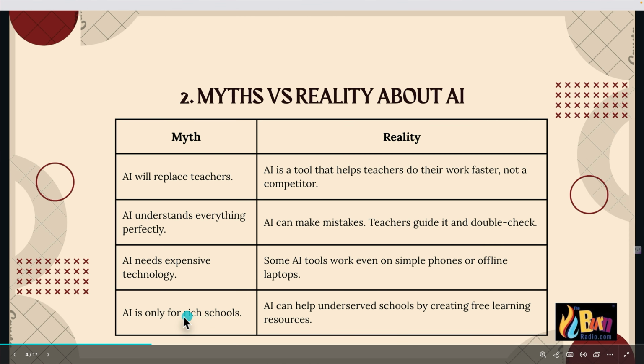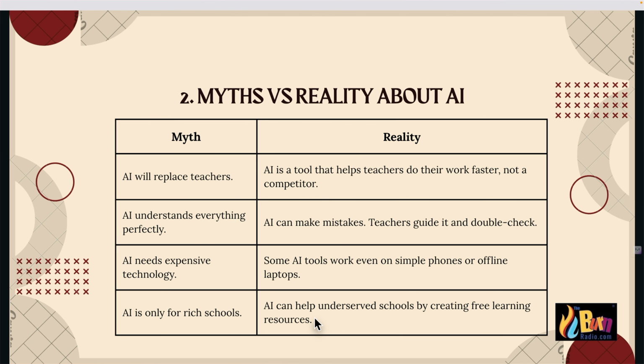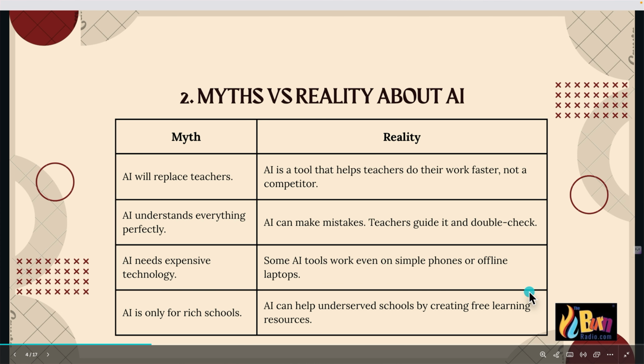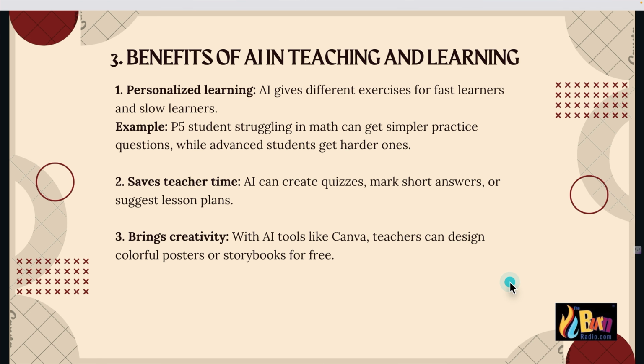Yes. So AI is only for rich schools? No. AI can be used in any underserved schools for as long as they have gadgets like tablets or computers or phones. You can use AI to access free learning resources. Those are some of the myths and realities about AI.